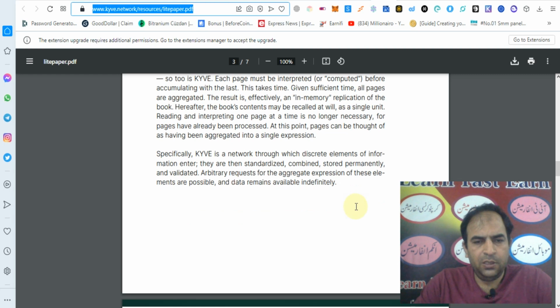Essentially, KYVE is a network through which discrete elements of information enter. They are then standardized, combined, stored permanently and validated. Arbitrary requests for an aggregated expression of these elements are possible, and data remains available indefinitely.